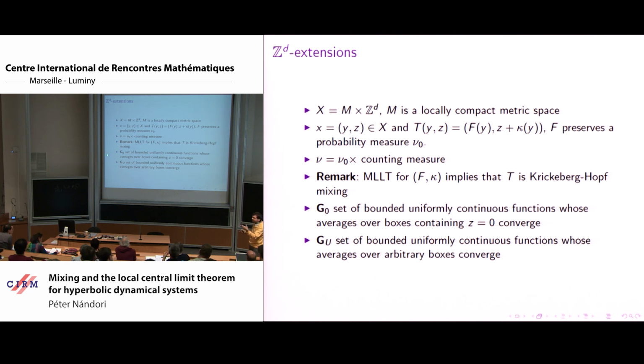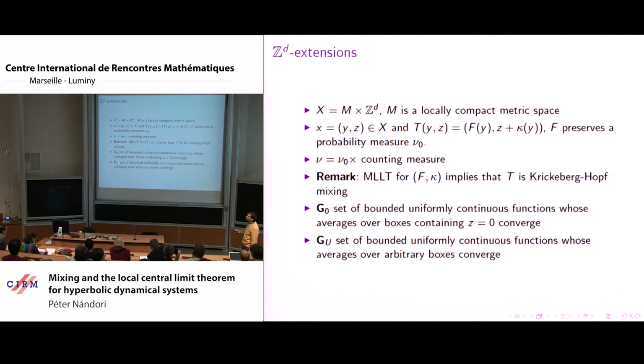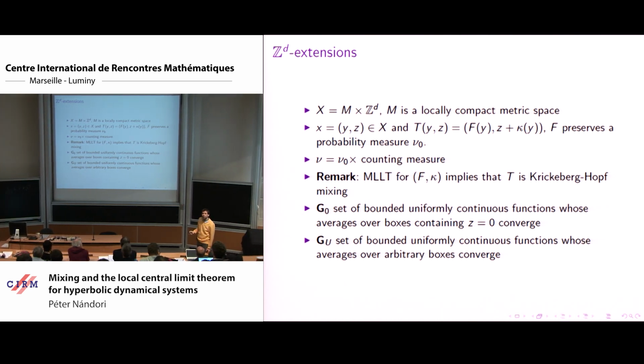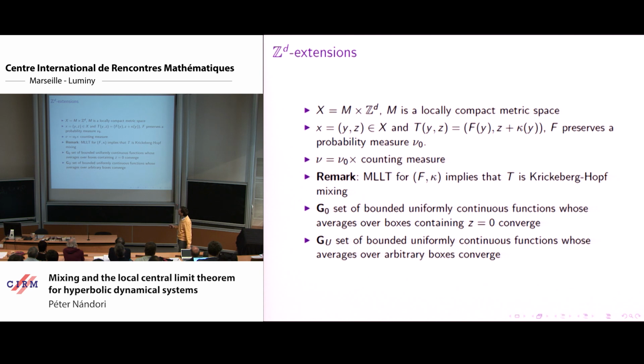So now I want to study these global mixing properties. So I consider two choices of observable classes of global functions. There is G0 and GU, and I want to be a little bit more precise with my definitions, okay? So recall the idea is that the averages need to exist, so the limit of the averages needs to exist as you average over big boxes. So in case of G0, I consider a set of bounded uniformly continuous functions whose averages over boxes containing the origin converge, okay? And the 0 stands for the fact that you always average over boxes that contain the origin.